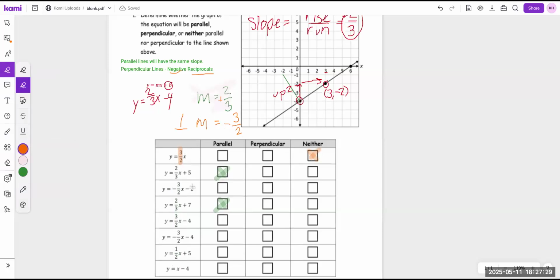All right. We already know that one's parallel. This one is -3/2. That is perpendicular. All right. We know that one's parallel. Look down at the next one. It's a +3/2. Nope. I need it to be a -3/2. All right. Like this one is a -3/2. Cool. That's perpendicular. 1/2. What? Has nothing to do with it. Neither. And then our 1 again is neither.